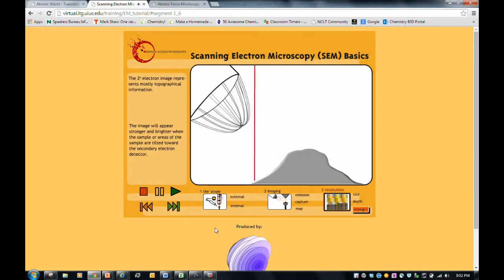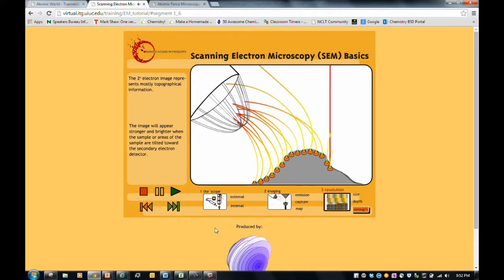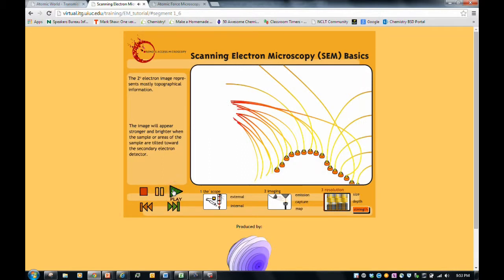Secondary electrons come from the surface and very near the surface of the specimen, and thus the secondary electron image represents mostly topographical information. If the specimen is tilted towards the secondary electron detector, the signal will be much stronger and the image much brighter. This is something we often forget because the signal obtained using a field emission electron gun is usually more than adequate.